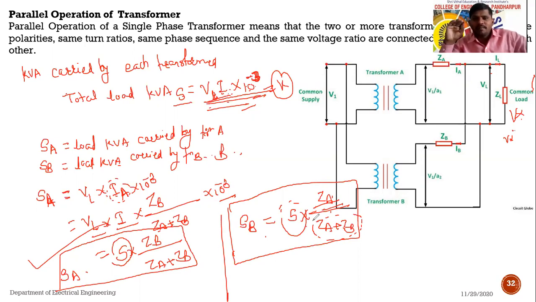This is a related derivation. It is very simple, related to two transformers having an equal kVA rating. We derived the load current carried by each transformer. After that, we found the load kVA carried by each transformer. Okay. All of you getting? Yes, sir. Is there any doubt, anyone?